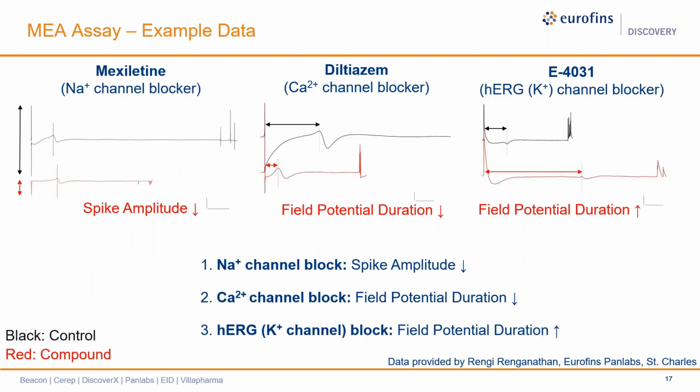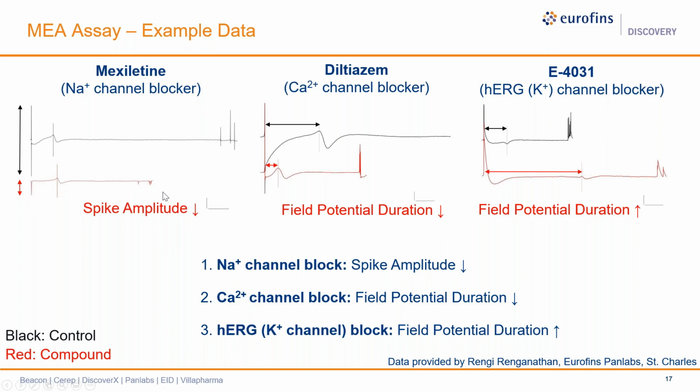So here you can see some example traces where we treated the cardiomyocytes with different ion channel blockers. In black, you can see the control traces, so the traces where the cells have been treated with vehicle. And in red, you can see the traces of the cells that have been treated with the compounds. When we treat with a sodium channel blocker, and in this case we used Mexiletine, you can see that the spike amplitude is strongly decreased.